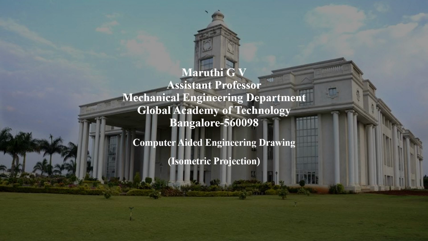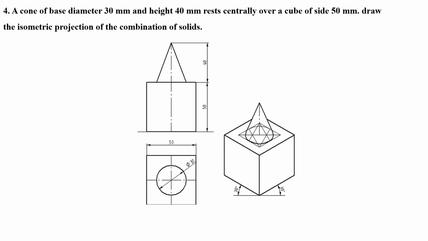Today I am going to explain one important problem on isometric projection. The problem statement is like this. A cone of base diameter 30 mm and height 60 mm rests centrally over a cube of side 50 mm. Draw the isometric projection of the combination of solids.